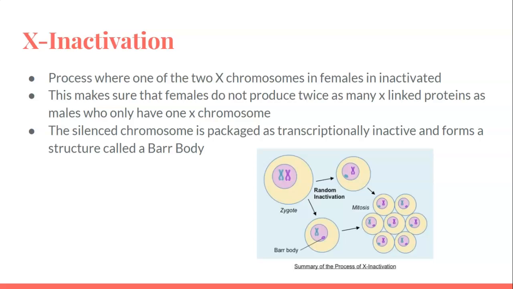Now, X inactivation. This is obviously another version of inheritance. This happens in females where one of the 2 X chromosomes is inactivated. This makes sure that females don't produce twice as many X-linked proteins as males because females have 2 X's and males have 1 X chromosome. What happens is that the one X chromosome that's inactivated is silenced and packaged as transcriptionally inactive, and it goes into a structure called a bar body, and it just stays inactive, so you only have one functional X chromosome.